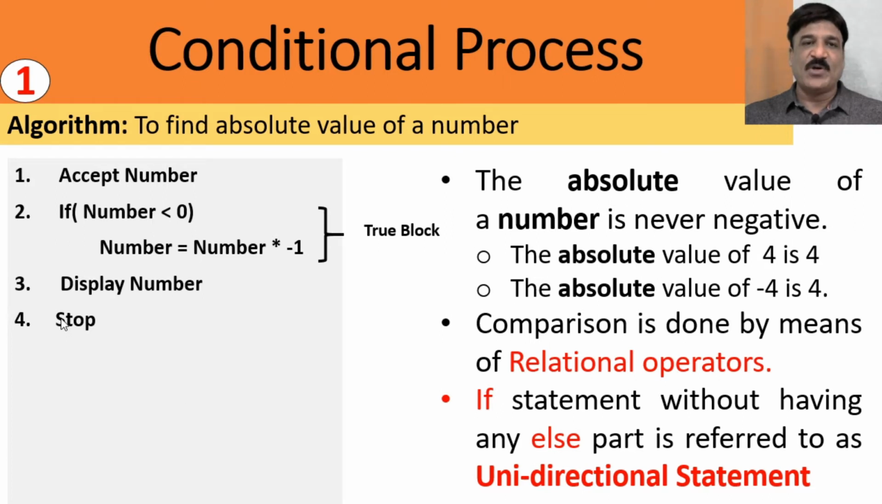Okay. So an if statement without having any else part is referred to as what? Unidirectional statement. Observe that we don't have any else statement over here. Again remember, this statement is going to be executed only when this condition is true. Otherwise, nothing is going to happen. There is no chance that this statement is going to be executed. Like in a sequential process, we have seen all the statements that we have written in an algorithm are executed one after another. But that is not the case when it comes to a problem like this. This statement is going to be executed only when this condition is true.